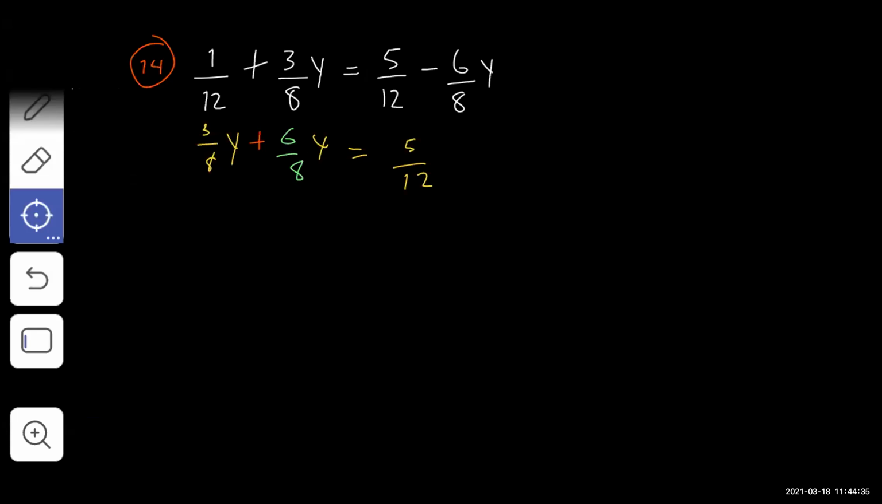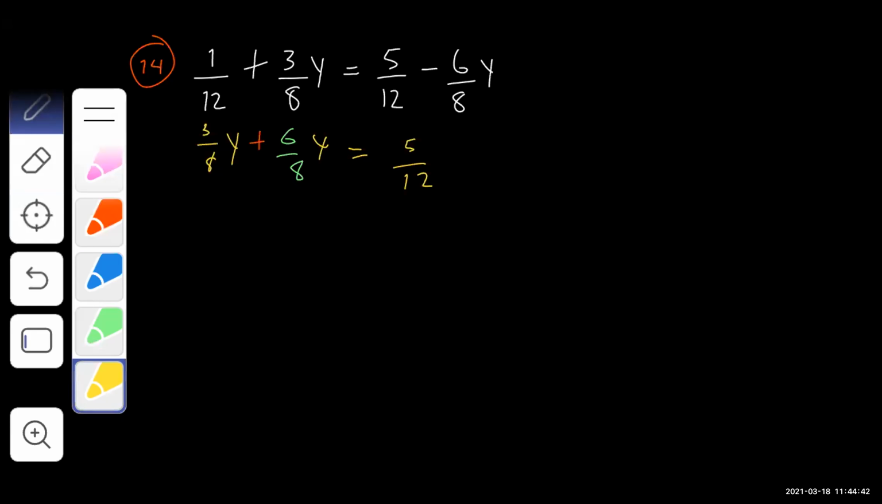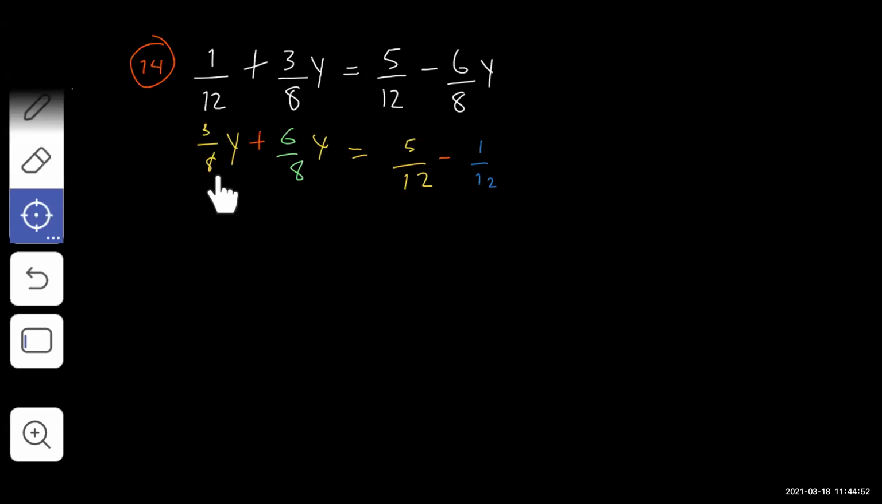Do we have another constant term? Yes, 1 over 12. On the other side it is going to be 1/12, but with the opposite sign. It's positive, now it's going to be negative. And then, guys, let's simplify this.